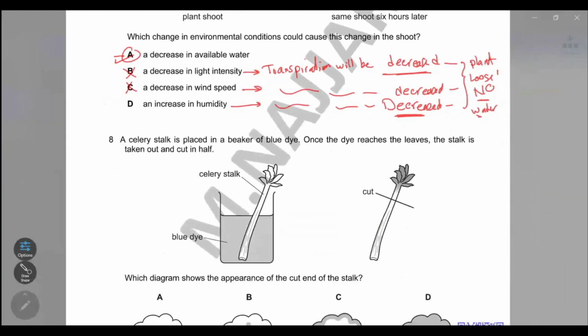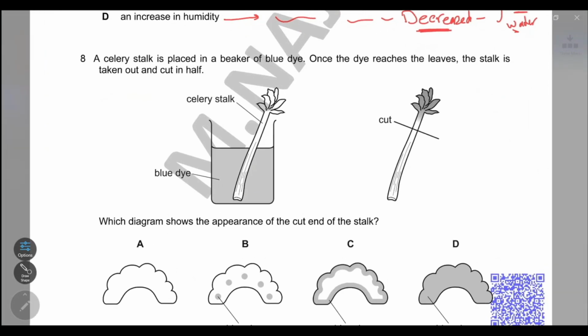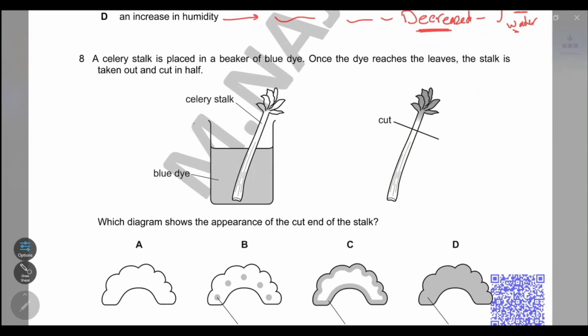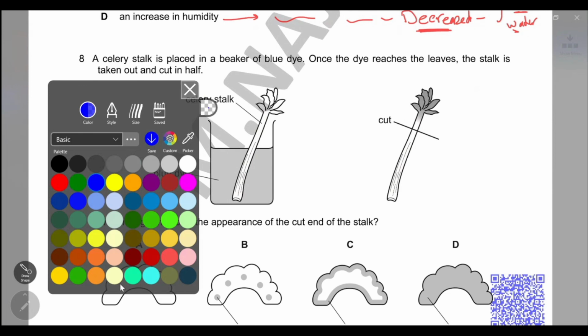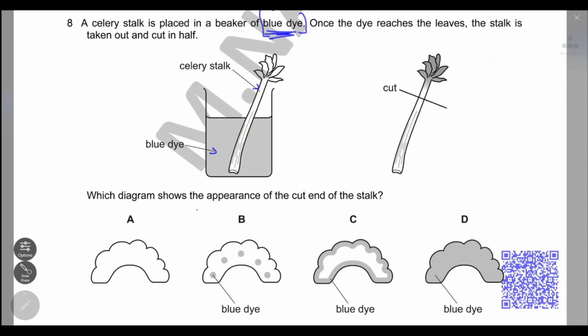So question number 8, and this will be our last question for today's practice. The question says, a celery stalk is placed in a beaker of blue dye. I'll highlight this. Once the dye reaches the leaves, the stalk is taken out and cut in half. So here is the celery stalk. We place it in a blue dye and then we cut it. Those are the pictures of the cut. Which diagram shows the appearance of the cut end of the stalk?